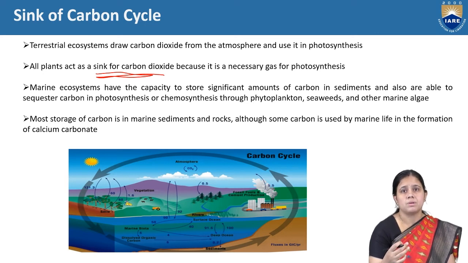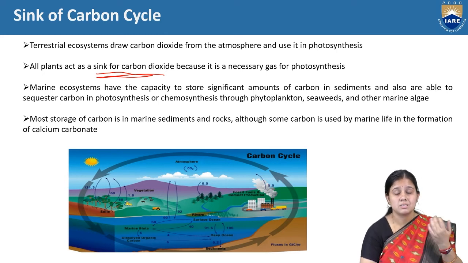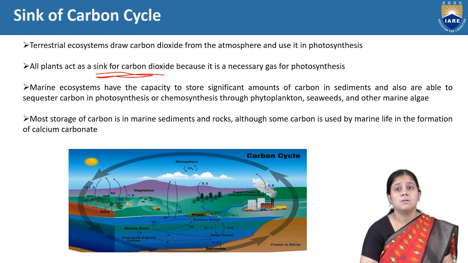And marine ecosystems have the capacity to store a significant amount of carbon in sediments, and are also able to sequester carbon in photosynthesis or chemosynthesis. So phytoplankton, seaweeds and other marine algae. Most storage of carbon is in marine sediments and rocks. Although some carbon is used by marine life in the formation of calcium carbonate, most of the carbon is in the marine sediments and rock, inside the aquatic body. Mostly carbon is present in the ocean, in marine sediments and rock.